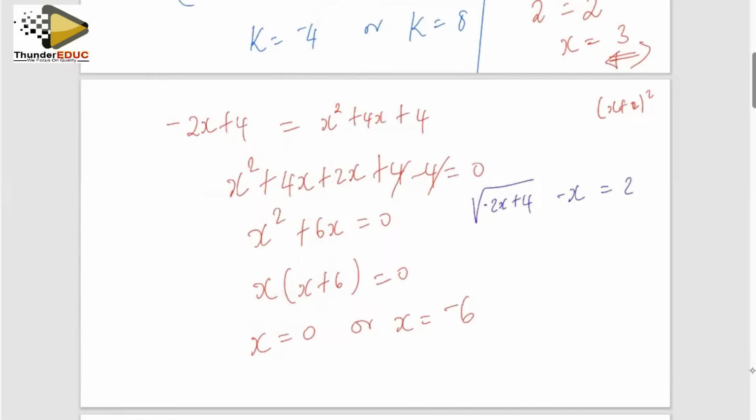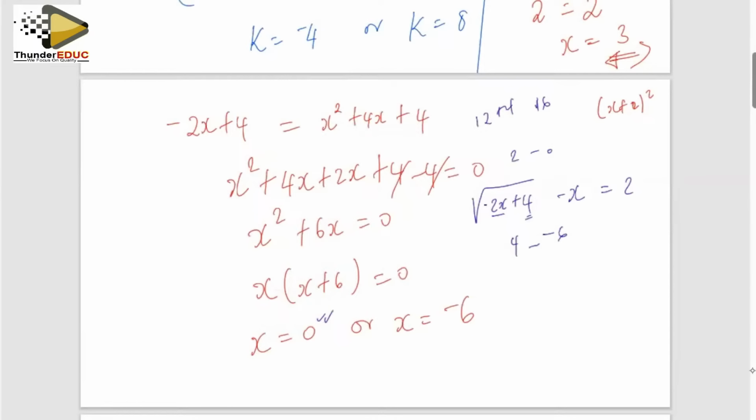Okay, let's use a 0. So if we replace x with a 0, we're going to be left with the square root of 4, which is a 2. Now we are subtracting 0. 2 minus 0 gives us a 2, which means this value satisfies the equation. We're going to keep it. Let's try the negative 6. So negative 2 times negative 6, that's going to be positive 12 plus 4, which is a 16. Square root of 16 is a 4 minus a negative 6, which becomes a positive, which is going to give us a 10.